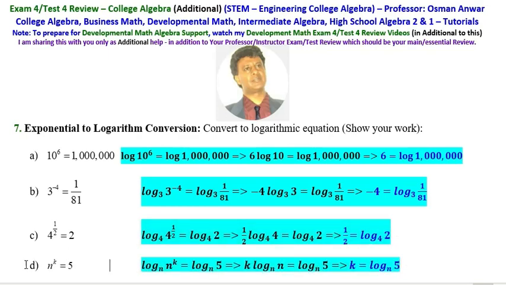So this is n to the k equals 5. The base is n, so take log base n of both sides. Log base n of n to the k equals log base n of 5. Bring the k down: k log base n of n equals log base n of 5. Log base n of n is 1, so k times 1 equals log base n of 5, that is k equals log base n of 5.